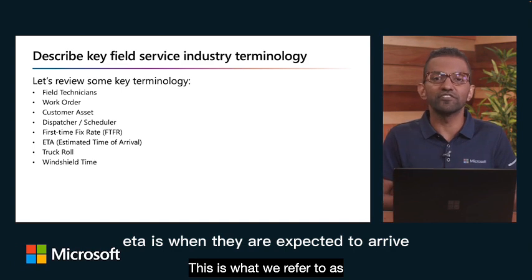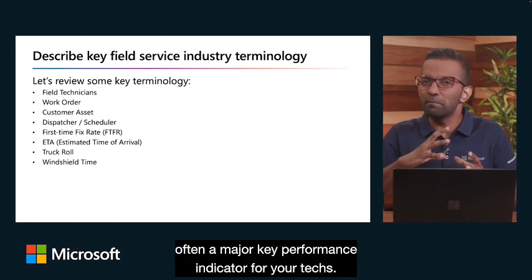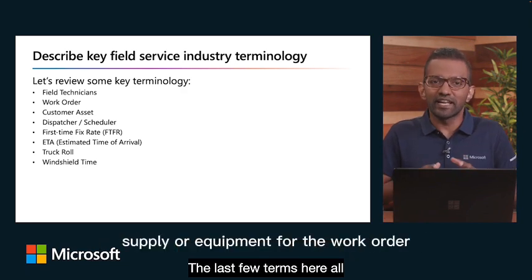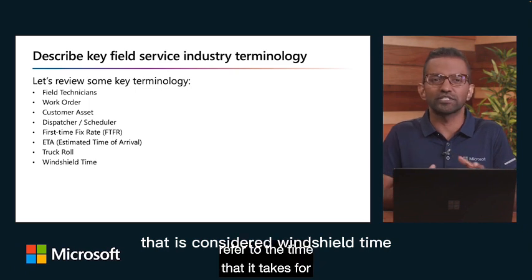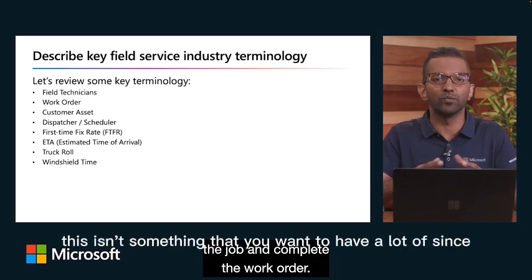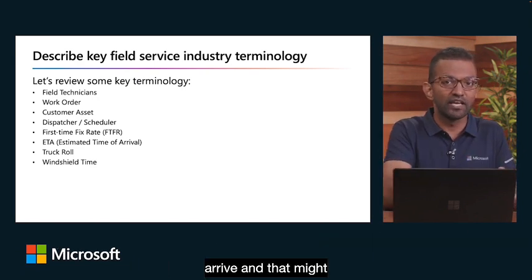ETA is when they are expected to arrive, and that might vary if they are dispatched in a truck. And if the tech needs to go out for additional supplies or equipment for the work order, that is considered windshield time. This isn't something that you want to have a lot of, since you want to send your tech out with everything they need the first time.